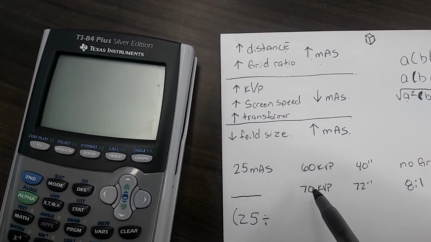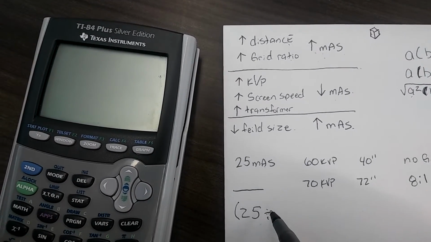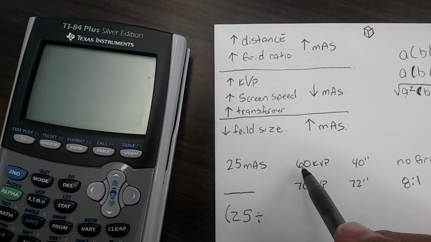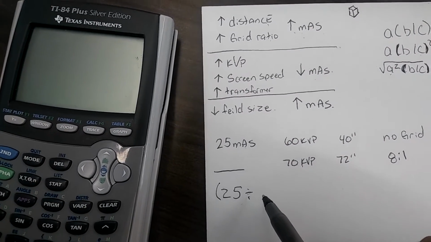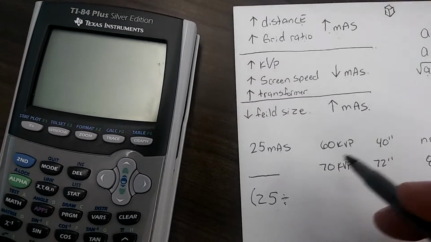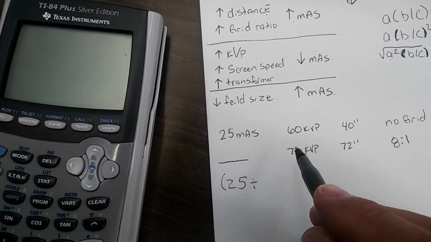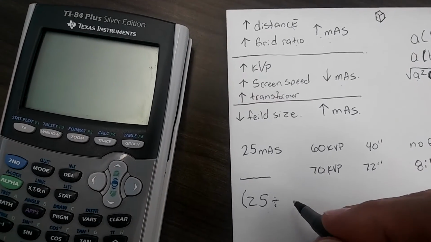But since we're going up and we know this needs to go down, we have to divide. You have to divide to get a littler number. If you was going from 70 to 60 and you knew that this would need to go up, then you would times by something to get a bigger number, if that makes sense. So we only have one 10 kilovolt increase in kVp here, so we're just going to stick with the 2.